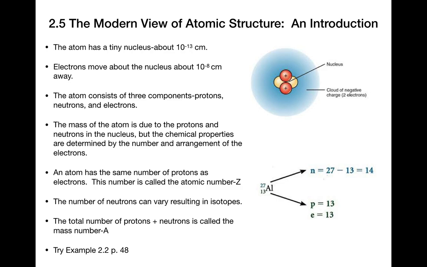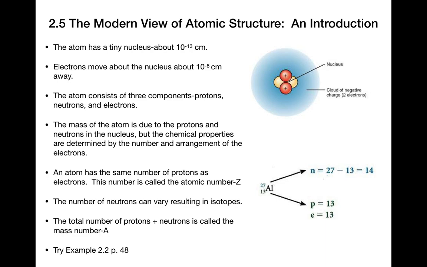Now, our modern view of the atom, we're only going to introduce it here, and we'll go into more detail in later chapters. But we believe that the atom has a very tiny nucleus, something like 10 to the minus 13 centimeters in size, and that the electrons move about that nucleus at distances of about 10 to the minus 8 centimeters away in something we call the cloud of electrons.